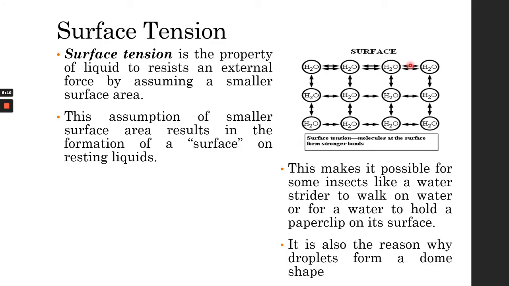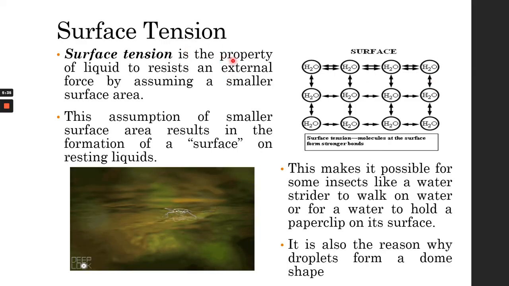It is also the reason why droplets form a dome shape. If you have seen, when it's raining and after the rain, you sometimes see droplets of water and they create a dome shape. The reason that it creates a dome shape is because it assumes a smaller surface area, it bends in on itself and creates a dome, and that's because of surface tension. Here is a moving picture of a water strider walking, or in this case jumping, on the surface of the water. It doesn't sink because of the surface tension of the water.